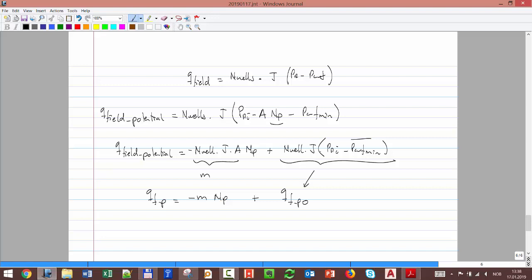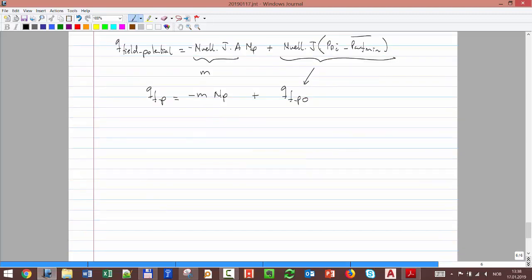So you're saying, well, why go to so much trouble? Why are we doing this? And you see it's just a straight line. So the potential of the field is simply reducing linearly with NP from QFPO all the way down, for this particular case.